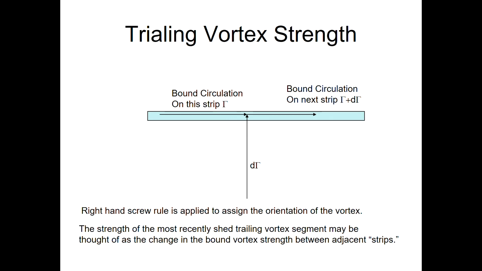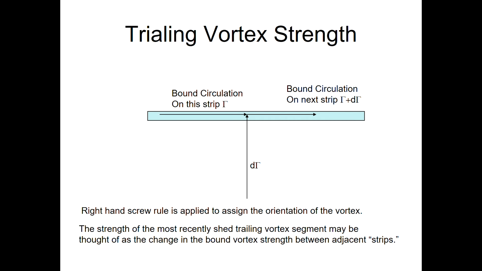So, for example, if one element has a circulation of gamma, and the next element has a circulation of gamma plus delta gamma, then you shed delta gamma. If the strength is increasing as you go from left to right, you feed circulation. That means our arrow vector is pointing upwards. On the other hand, if gamma plus delta gamma is less than gamma, then you are removing circulation. That means the vortex is going from top to bottom in this picture.